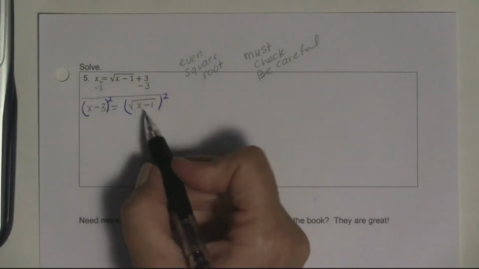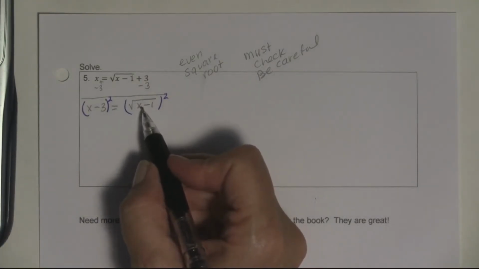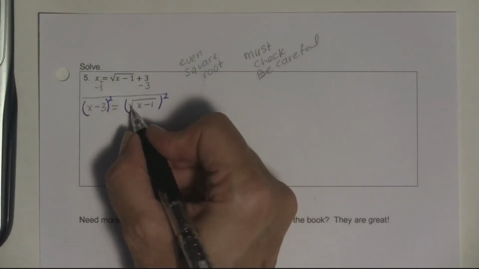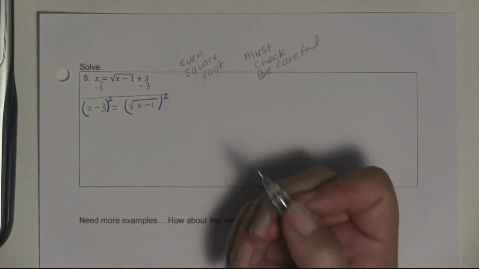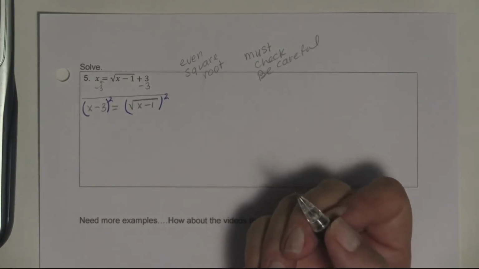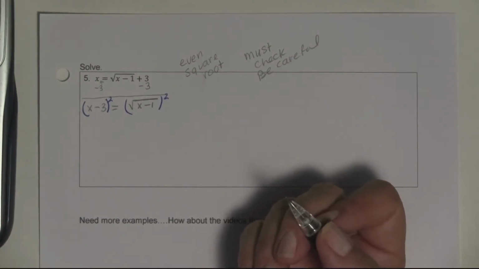Now this side over here, because of the square root over the whole thing, is a monomial term. And when I square it, I just get what is underneath the radical sign, called the radicand. So I just get the radicand.